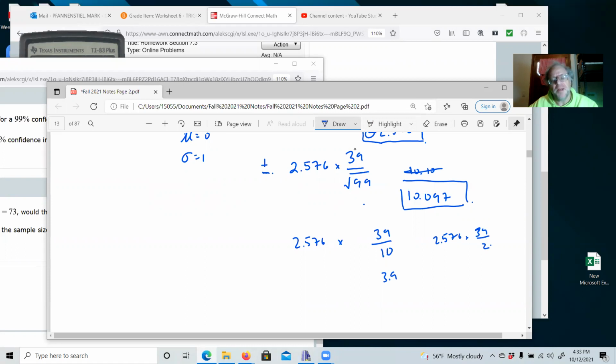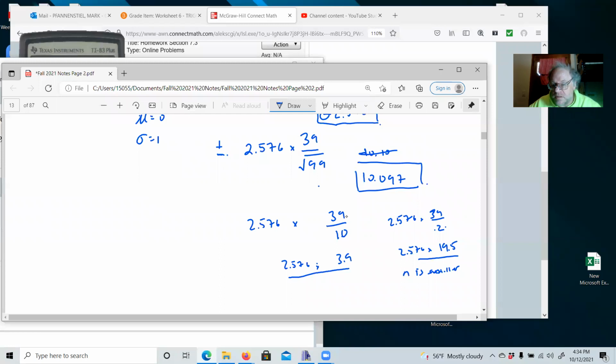I wish they would have picked an even number. But 39 divided by 2, what's 40 divided by 2? 40 divided by 2 is 20. So this is 2.576 times 19.5. Which of these do you think is going to be bigger? This margin of error, and this margin of error. So with the smaller sample size, when n is smaller, what happens to the margin of error? It gets larger.